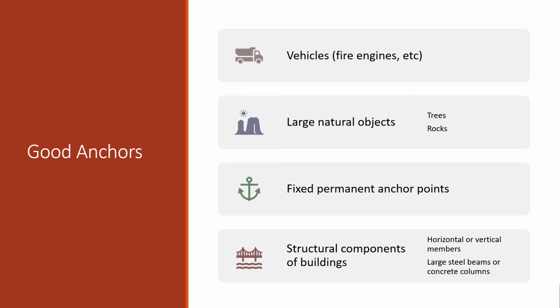Cool. Fixed permanent anchor points. If you're dealing with some kind of scenario that is in an industrial environment, you can have real anchors that are built in, engineered in place. Those are awesome and the best place to attach if you can. And finally, you can use the structural components of buildings as good solid anchors. Big, heavy, horizontal or vertical members in a building or bridge or something like that. So big steel beams, concrete bridge columns, things like that. Those are all bomber anchors. Obviously, they're taking the loads of trucks driving over them, so they'll be okay with your rope wrapped around the bottom to do something effective.